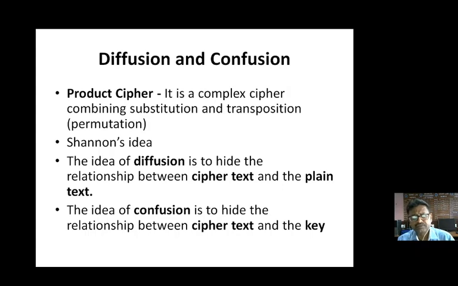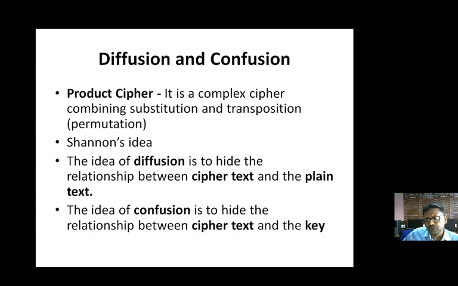Now, what is the idea of diffusion and the confusion? The idea of diffusion and the confusion is very simple. The idea of diffusion is to hide the relationship between the ciphertext and the plain text. The idea of diffusion is that if there is a change in one character of the plain text, it is going to change many characters in the ciphertext. And that is why the diffusion hides the relationship between the ciphertext and the plain text.